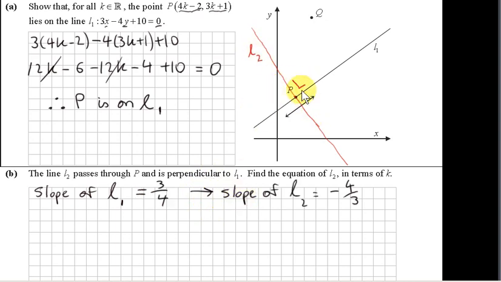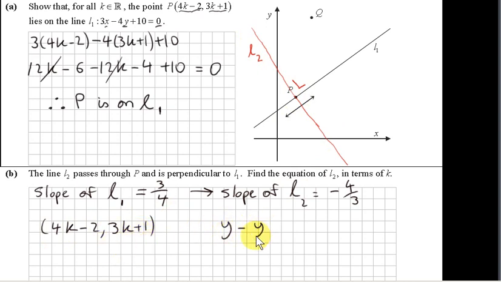Because L2 is perpendicular to L1, we get the slope of L2 by inverting the slope of L1 and changing the sign. So we see that L1 has a positive slope, slope of plus 3/4. L2 has a negative slope, slope of -4/3. Now, we have the slope of L2 and we have a point on L2, that's the point P. That's enough information to fully specify the line L2. So now we can get the equation of L2.